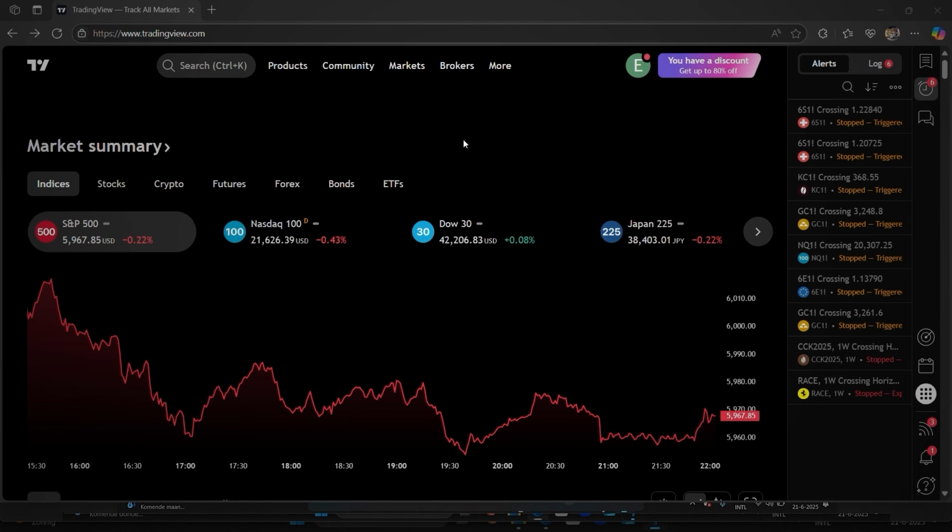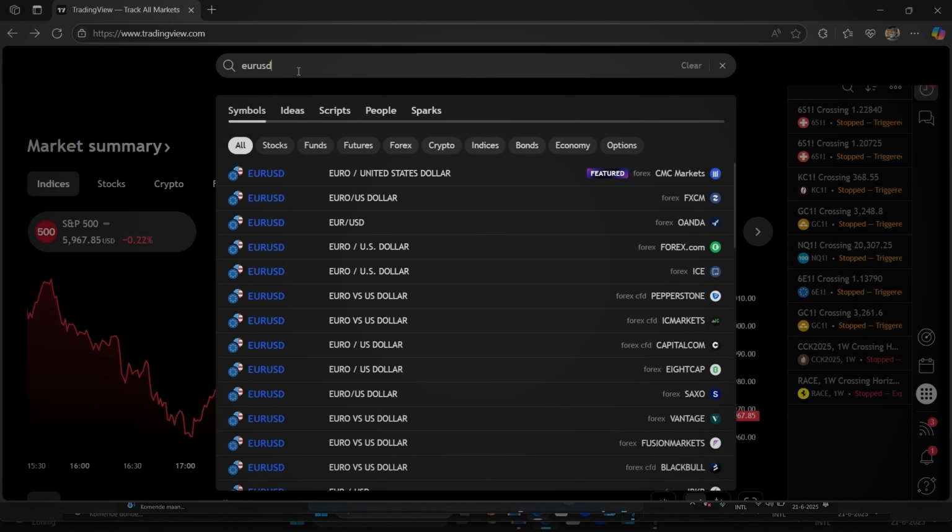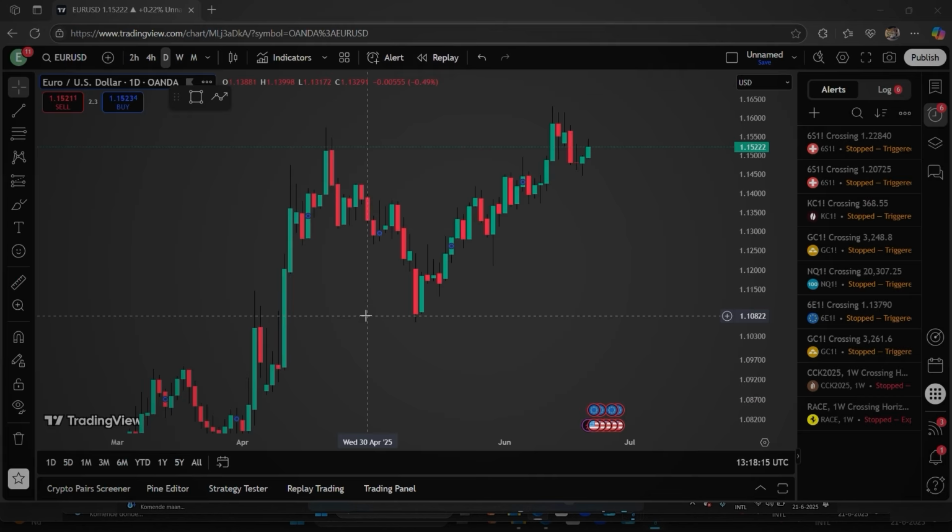So let's say, for example, that you want to trade the forex market and more specifically the euro against the US dollar. Then you will go to the search bar and you will type in the euro against the US dollar. And what you will see now is all these different brokers providing the euro against the US dollar. I personally always use OANDA because I think it's the easiest to read. So then if you want to open the euro US dollar chart, you will click on launch chart.